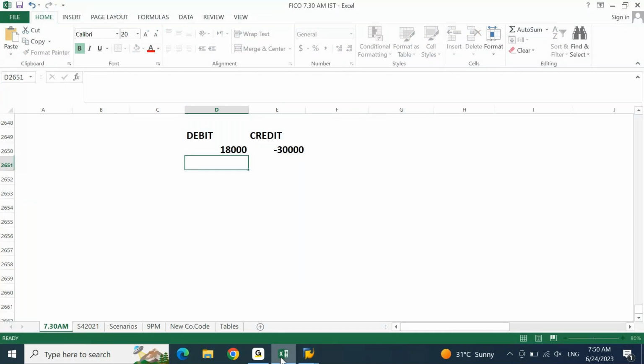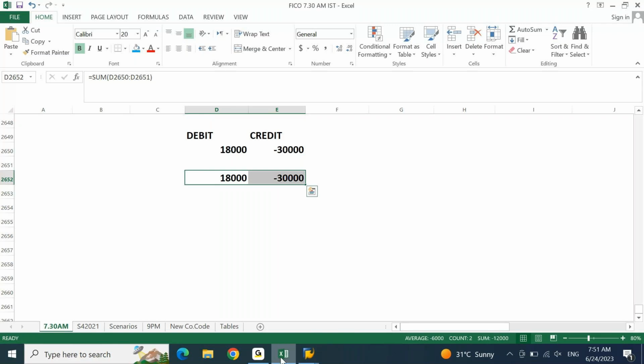If I do a total and if I want to close this, are these amounts the same total? No, sir. These totals are not the same. To balance this, where should I put? What is the balance first of all? 12,000, on the credit side. This 12,000, should I put on the debit side or should I put on the credit side? Debit side.